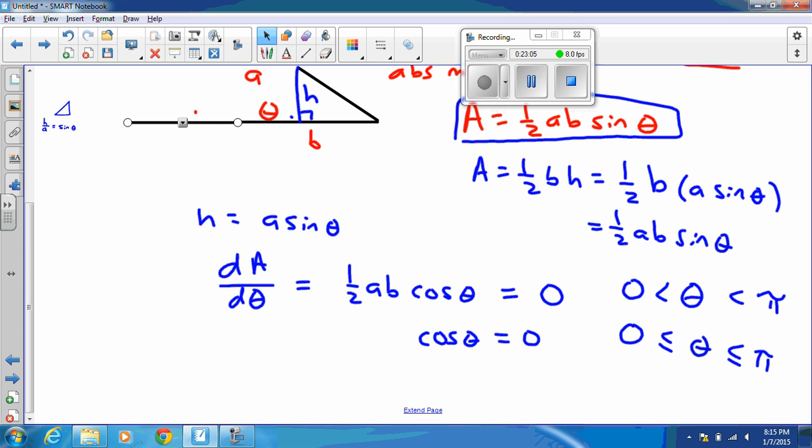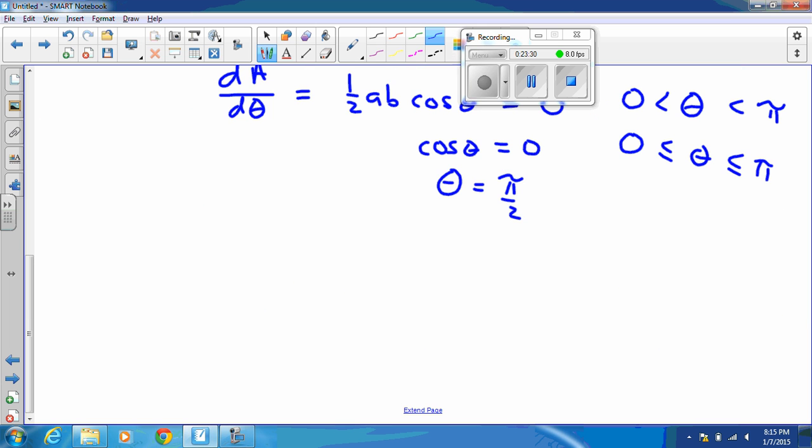Now that we've established our domain, this means, therefore, that the cosine of theta is going to have solutions only on the domain 0 to pi, which means that theta can only have the value of pi over 2. If you were a little uncertain about the solution to that equation, then you should take a moment, pause the video, and practice drawing your unit circle so that you can see that the cosine of pi over 2 is in fact 0.